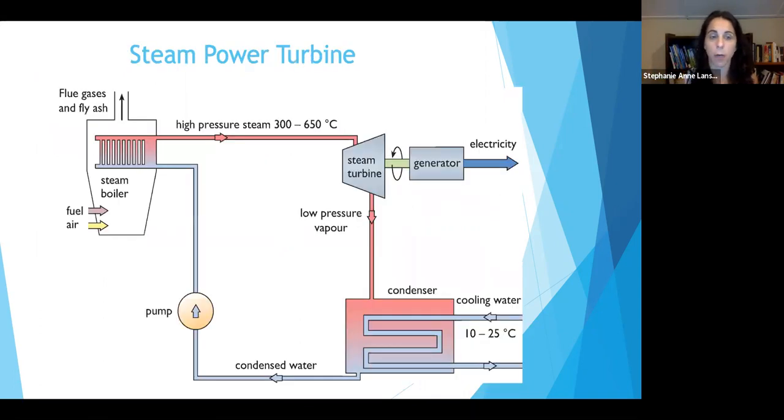And so again, going back to our steam power engine. Here we have a steam boiler. We have our fuel, let's say coal or natural gas, and we have air. And we have flue gas and fly ash that's produced.